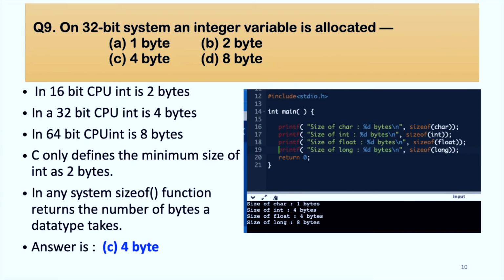Now the next question: on a 32-bit system, an integer variable is allocated 1 byte, 2 byte, 4 byte or 8 byte. How many bytes are allocated? Here we need to consider some legacy systems: C does not define a fixed size for an integer variable, or rather any variable. What C has defined is a minimum size, that the minimum size of an integer is 2 bytes. Earlier, when C was developed, there were mainly 16-bit CPUs and very few 32-bit CPUs.